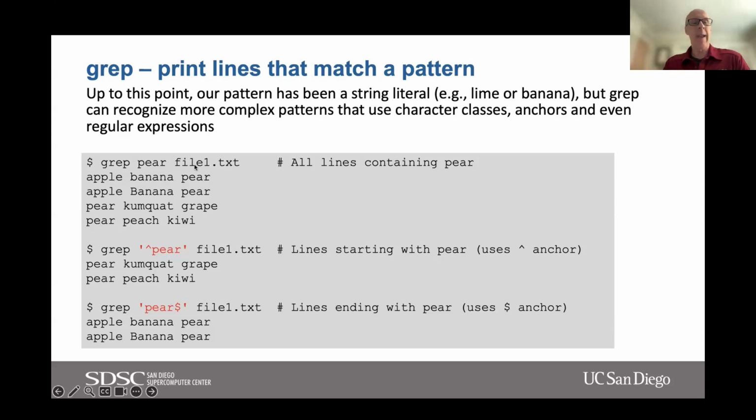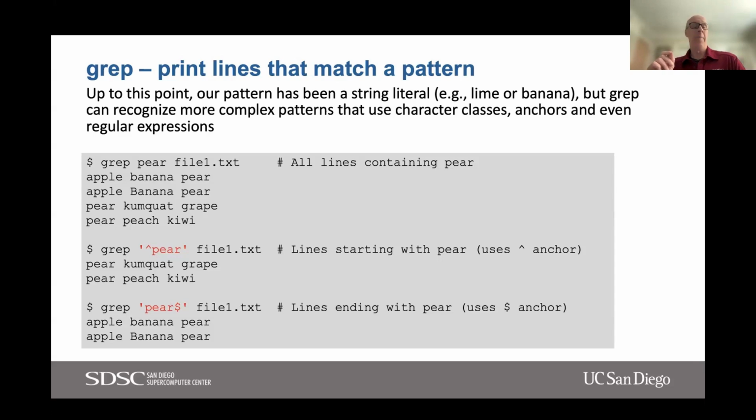So again, let's look at all of the lines in file1 that contain pair. You see that we get four lines of output. And notice that in 2 of these lines, pair appears at the end, and in 2 of them, pair appears at the beginning. Now let's say I wanted to find just those lines that started with pair. So not all of the lines that contain pair, but only those that begin with pair.